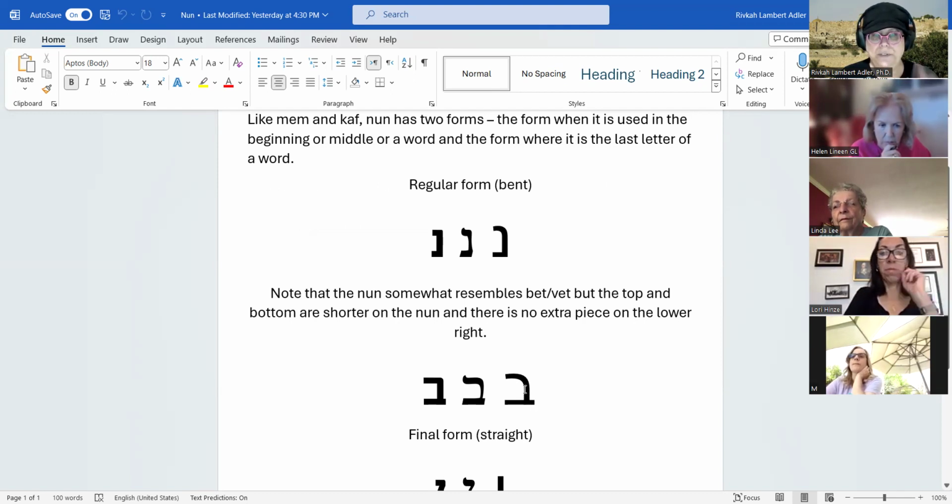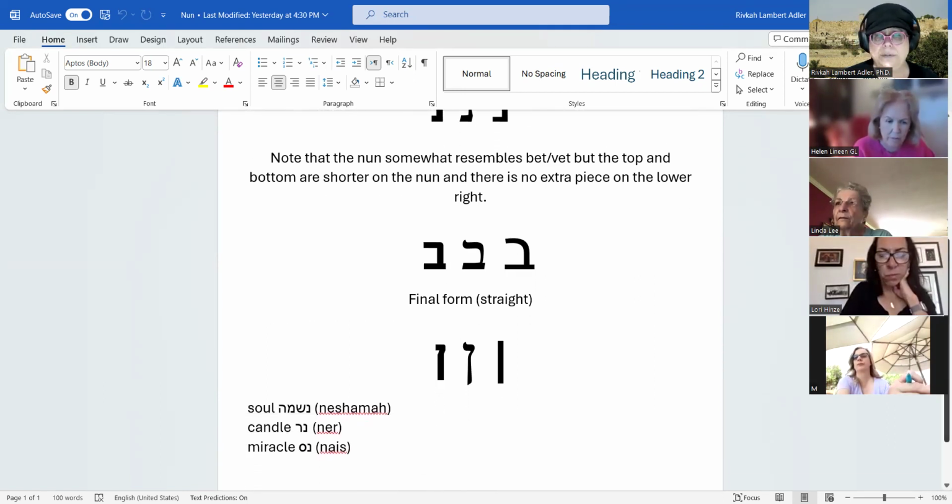Now, the two differences are that the arms, like the top and the bottom in the Nun, are shorter. They extend a little bit further in the Bet or in the Vet. And also, in most fonts, you see over here, there's like an extra piece on the lower right that does not exist in the Nun. So those are two ways that you can distinguish between these two letters.